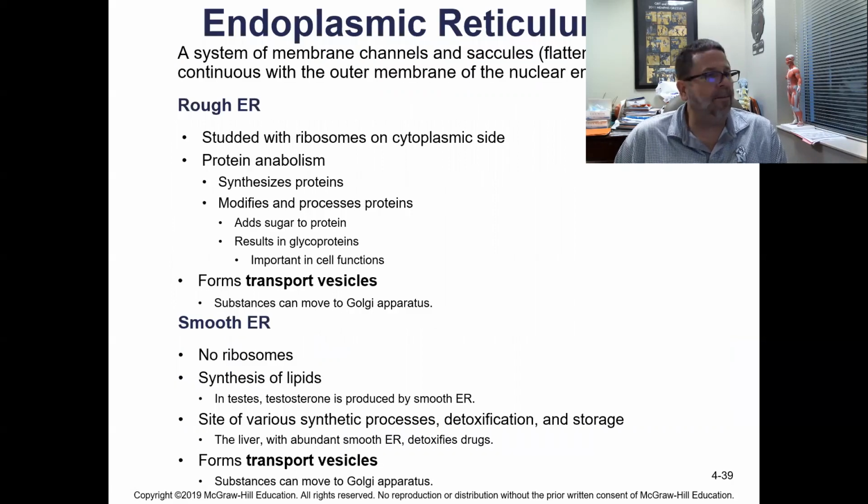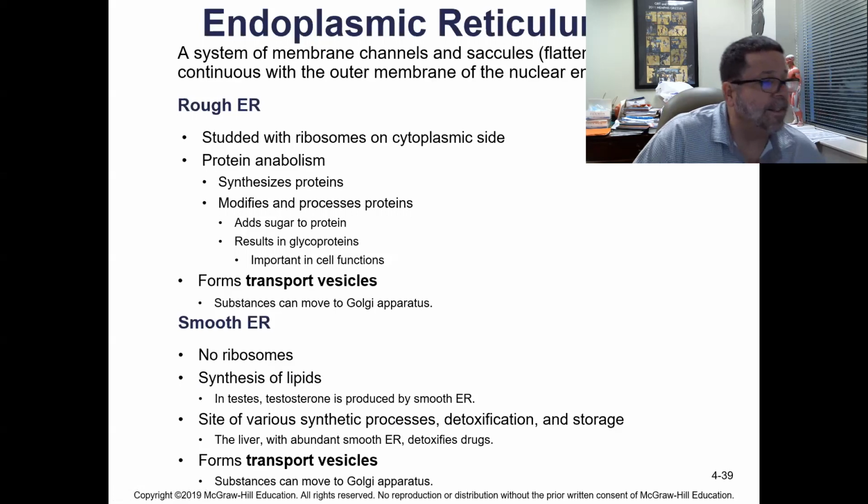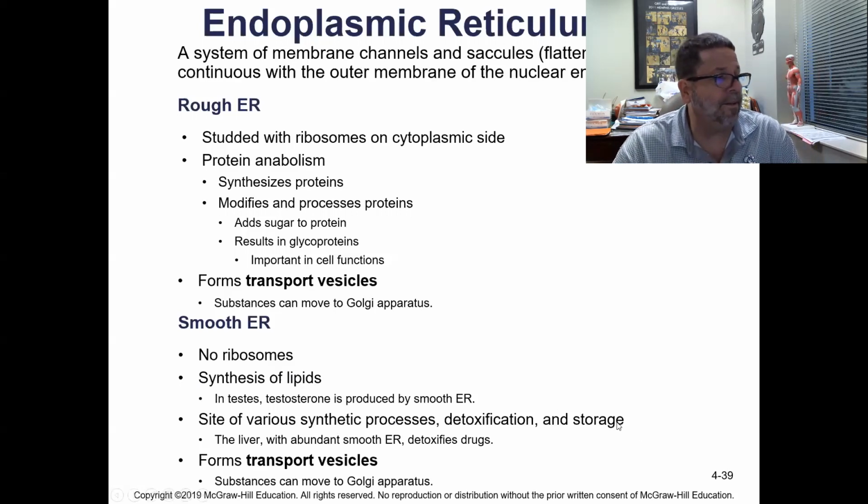Rough endoplasmic reticulum has ribosomes on it where proteins are made, so they transfer proteins and modify them by adding sugars to the proteins, making glycoproteins, and modifying the protein itself. The smooth endoplasmic reticulum has no ribosomes, and this is where lipids are produced. It also has a huge role in detoxifying drugs in the liver, synthesizing products, and it can also store things.